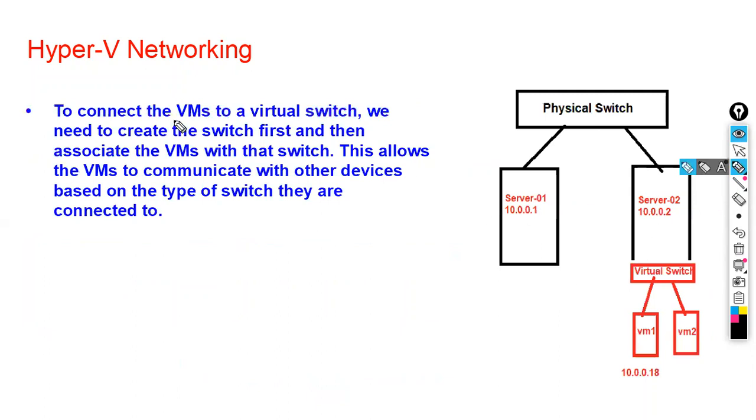So to connect VMs to a virtual switch, okay, we want to connect these virtual machines to the virtual switch. We need to create the switch first. They are not created automatically. We need to create this virtual switch manually. Then we associate these VMs with that switch. Then we will connect these virtual machines to this switch. This allows VMs to communicate with other devices based on the type of switch they are connected to.